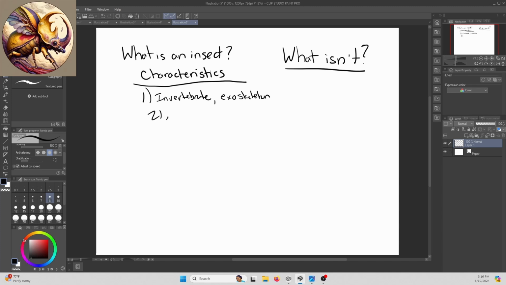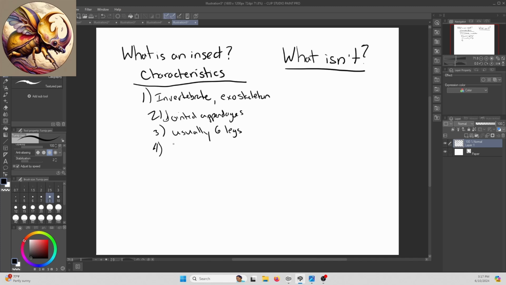Two, they all have jointed appendages. And that is true for all of the arthropods. Three, usually six legs. That's the one that most people know. I say usually because adults tend to have six legs. A lot of immature insects don't have six legs. And a lot of parasitic insects don't have six legs because they've lost them through evolution.